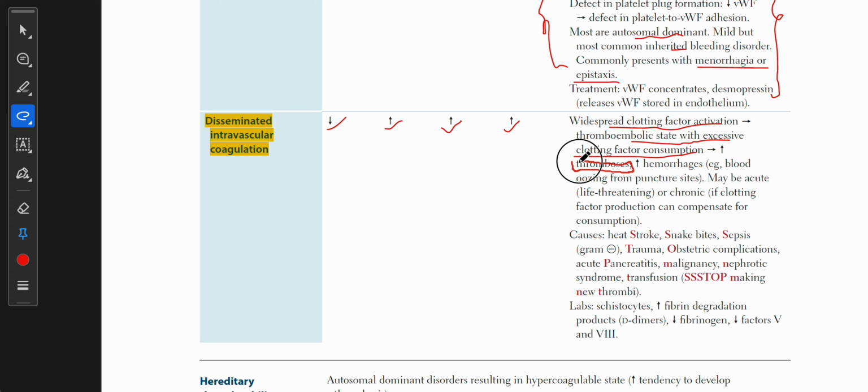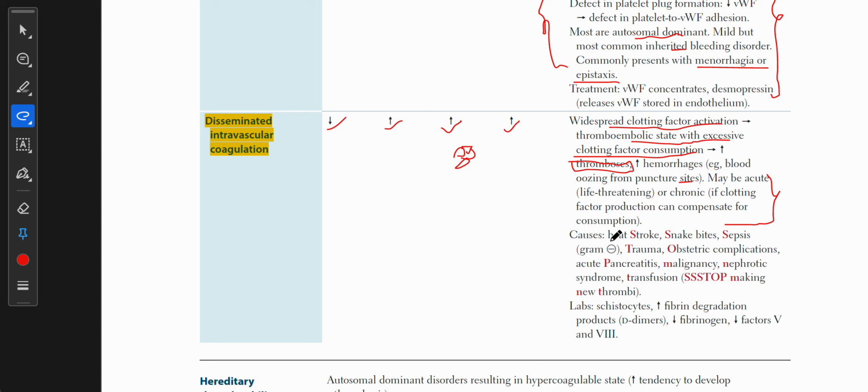Widespread clotting factor activation will lead to a thromboembolic state with excessive clotting factor consumption. Since these clotting factors are consumed excessively, they will form microthrombi or thrombosis. And then there is also an increase in hemorrhages, for example, blood oozing from puncture sites. It may be acute or life-threatening, or can be chronic if clotting factor production can compensate for consumption, right?